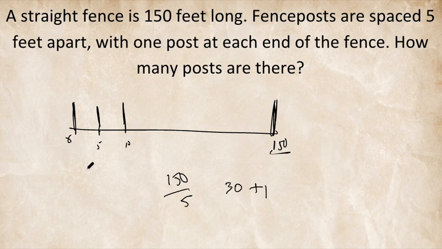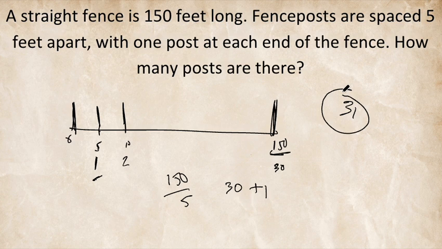If you do 150 divided by 5, you basically get 1 over here, 2 over here, because 5 divided by 5 is 1, 10 divided by 5 is 2, and so on. And so 150 divided by 5 would be 30, right? So from here to here you have 30 posts, but then you also have 1 at the beginning. So total you have 31. So this is the answer.